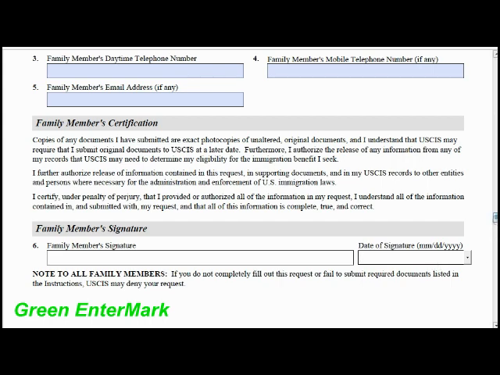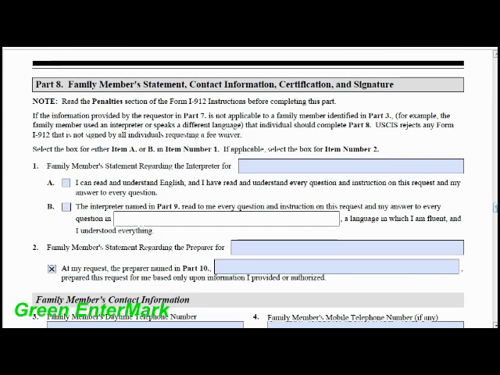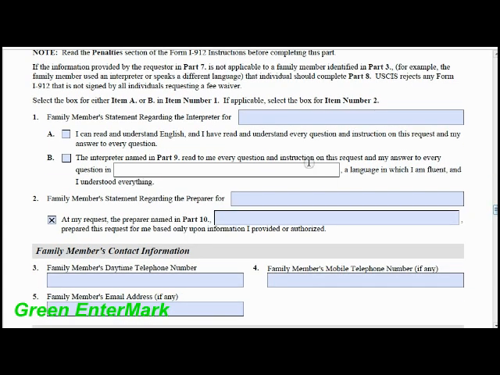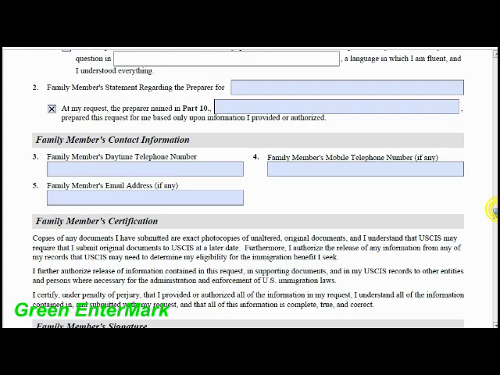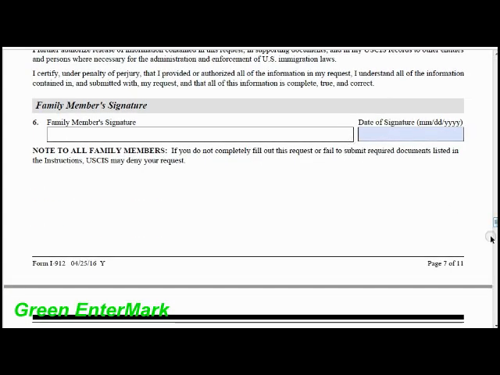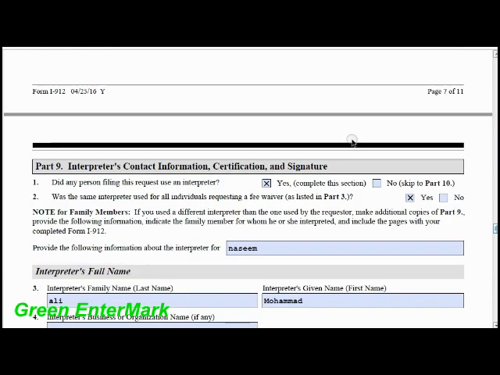And remember, you have to copy this. If you and your family members are more than 2, each family member fills out this part 8, just like you fill out part 7. If there are 3 family members, you have to print out 3 copies of part 8, and they fill them out one by one, with signature and date of signature. Okay, with this, part 8 is ended.